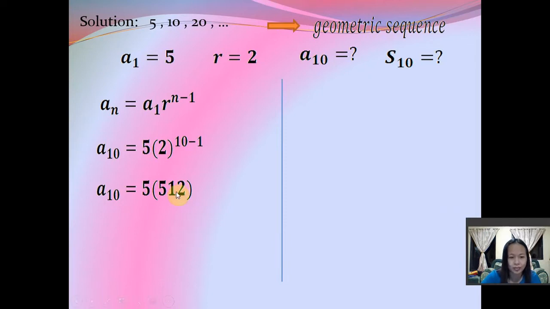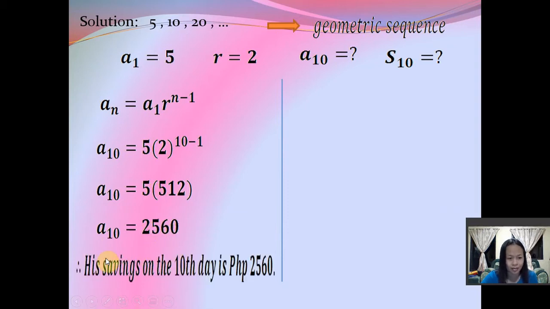That's why we have 512. So 2 raised to the power of 9 is 512. So here you are going to multiply 2 nine times by itself. Okay, so we have 512 times 5. We come up with 2,560. So therefore, we can say that his savings on the 10th day is 2,560 pesos.